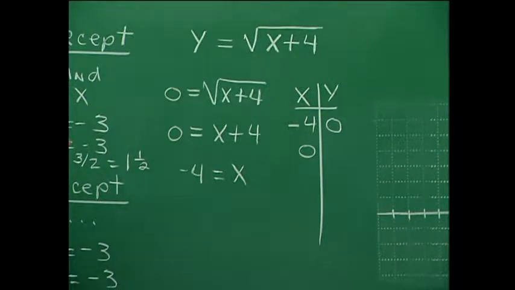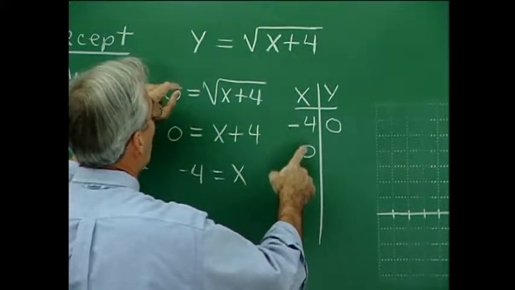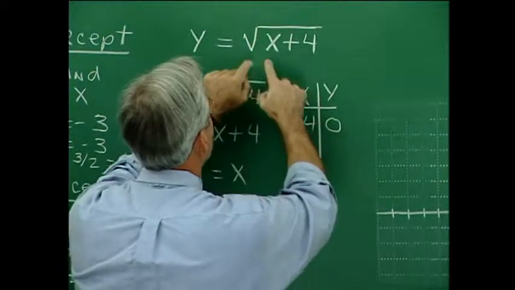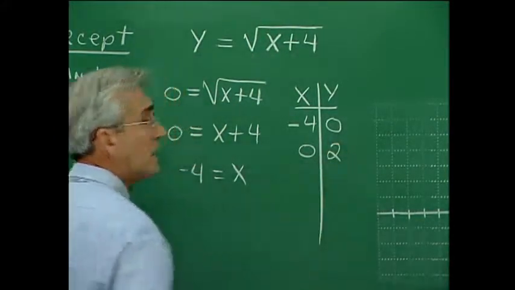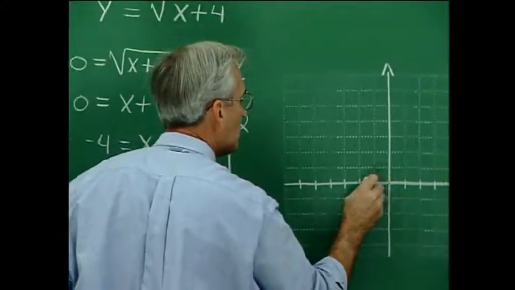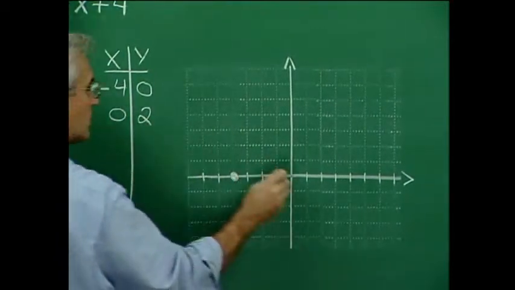For the y-intercept, let's see, we let x be 0 and we solve for y. If x is 0, we can just see right through this. If x is 0, this goes out, so we have the square root of 4, or 2. Let's plot those. We have negative 4 going to 0, so negative 1, 2, 3, 4 at 0, and then the point 0, 2.